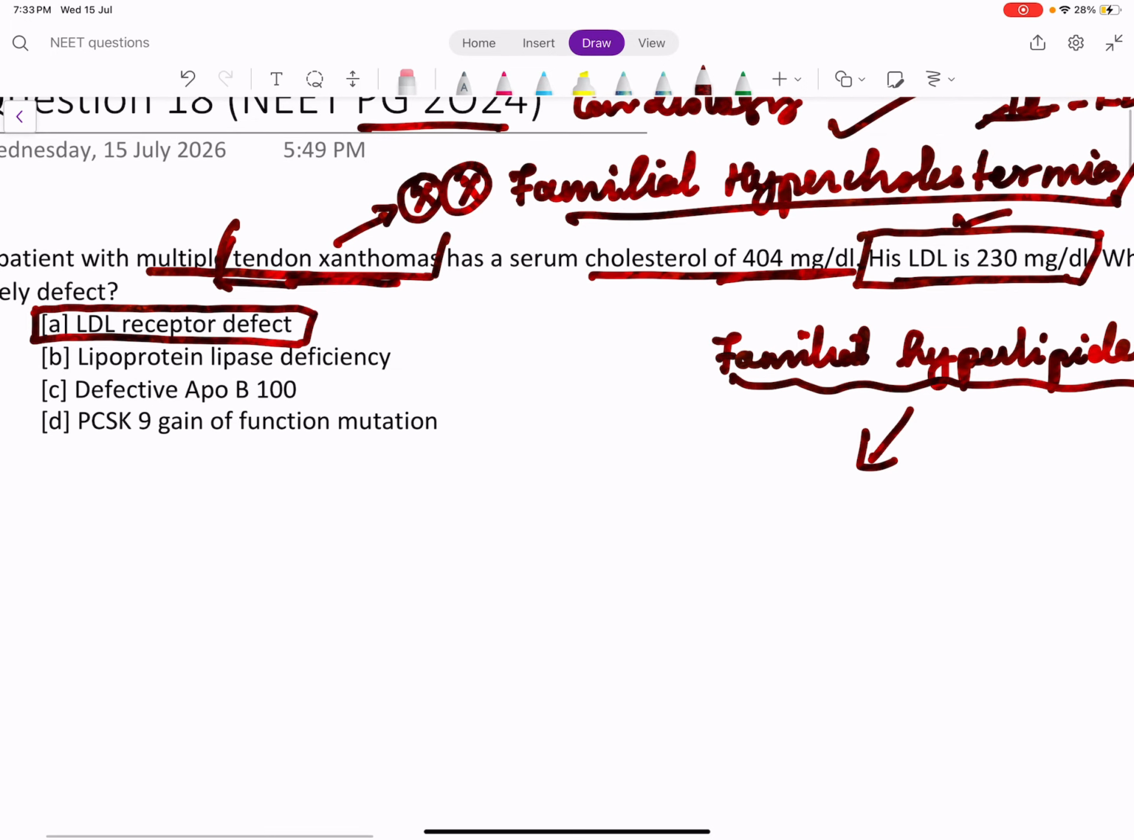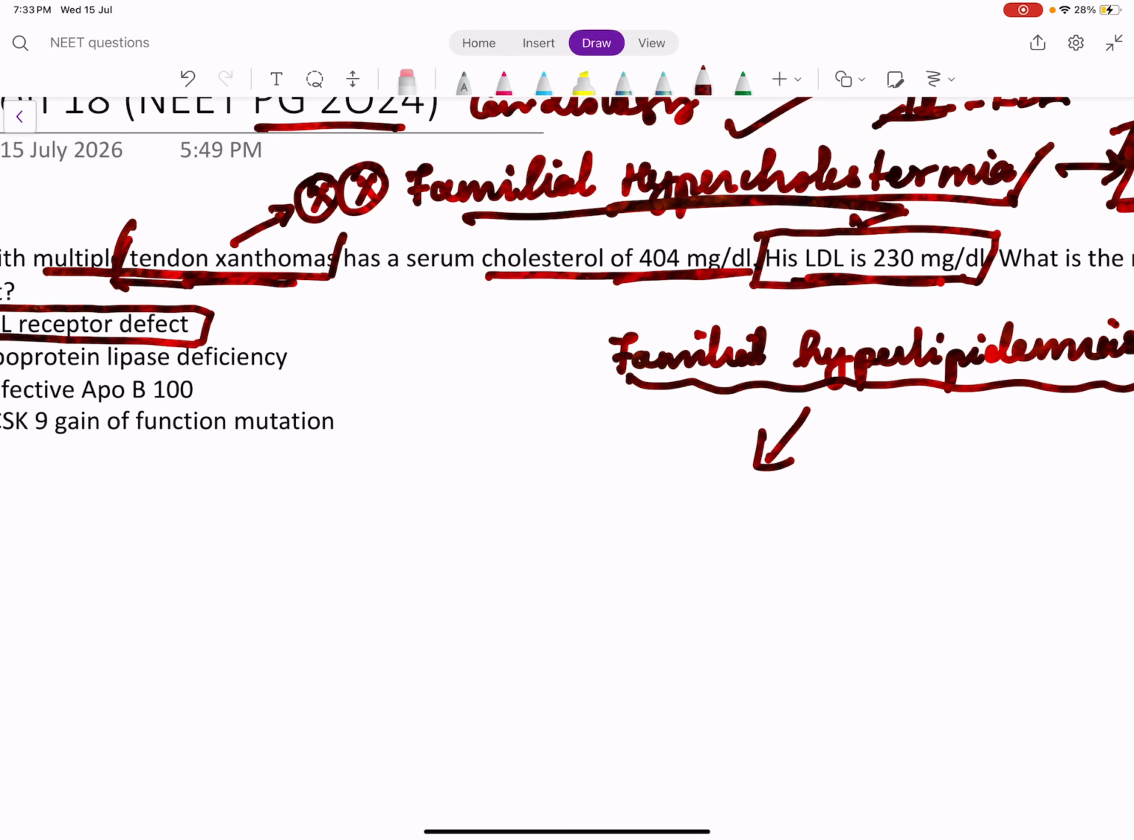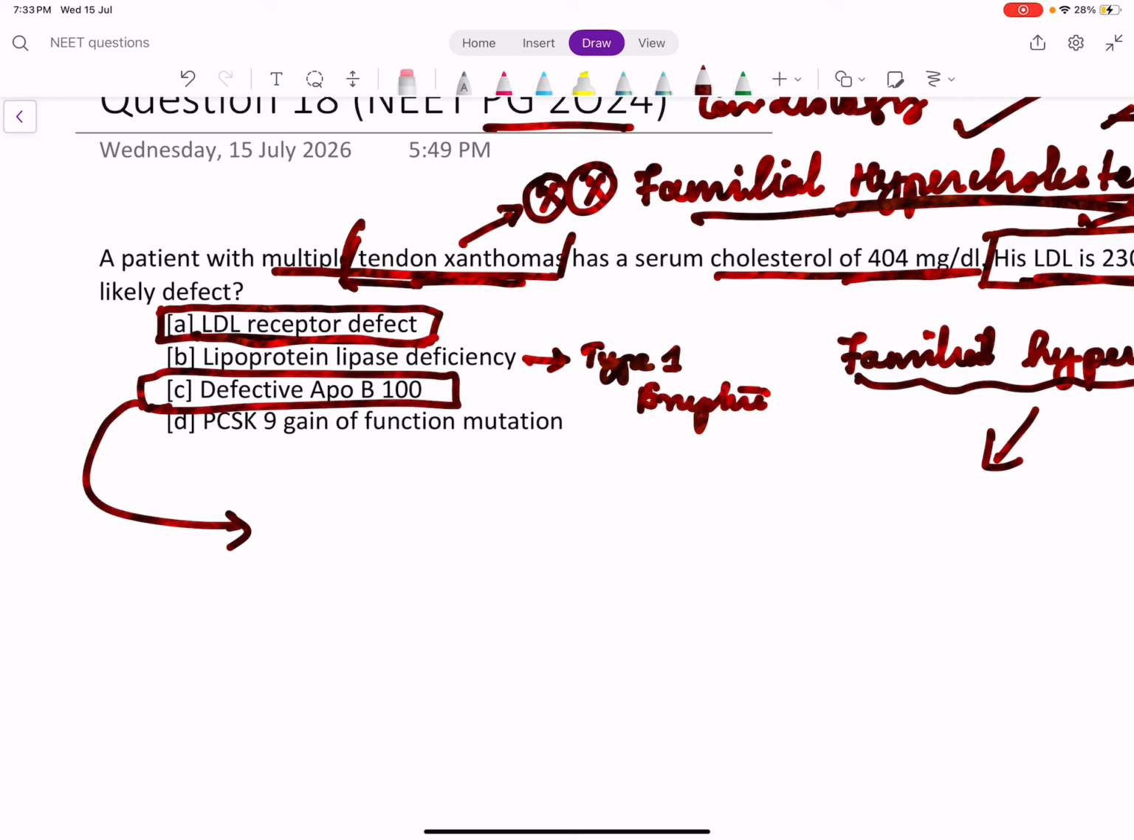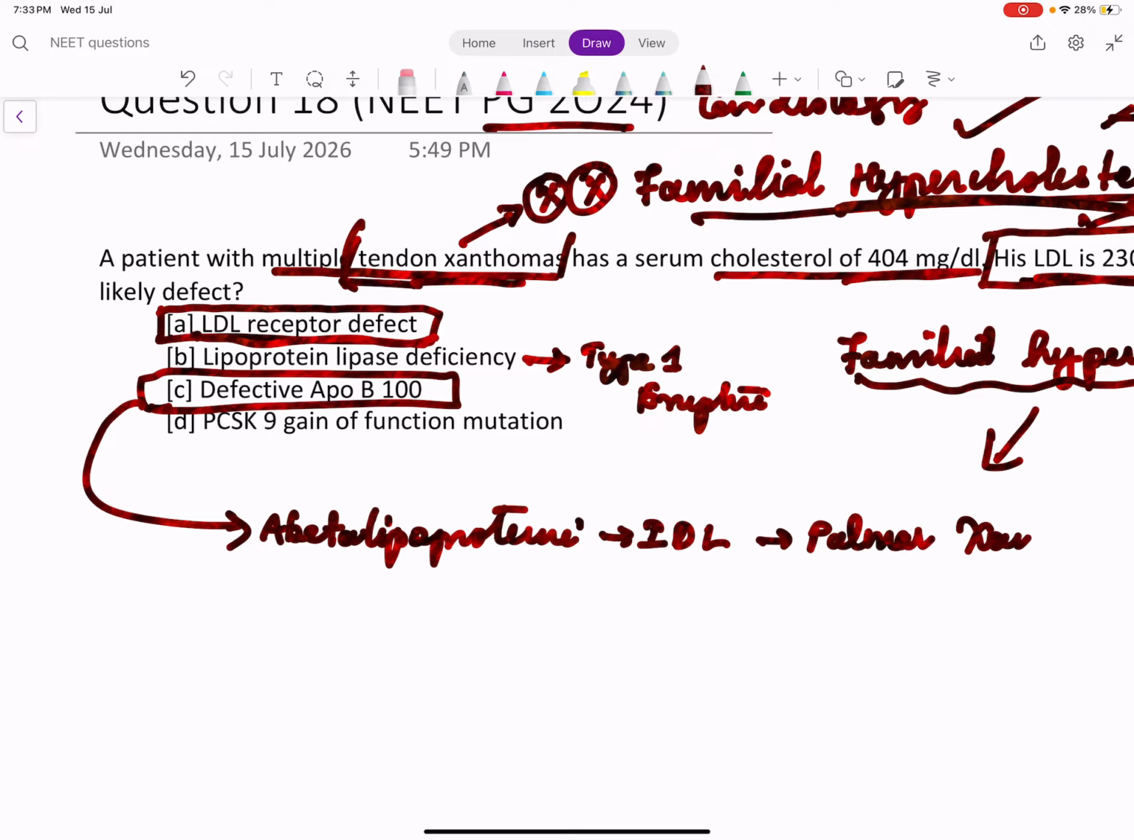So from this question, tendon xanthoma, very high LDL, it is familial hypercholesterolemia type 2A, LDL receptor defect. Now lipoprotein lipase, as we discussed, it is type 1 hyperlipidemia or familial hyperchylomicronemia. Here there will be eruptive xanthoma. Defective ApoE, so familial dysbeta lipoproteinemia. This is a rare one. Here IDL is high. Here we get Palmar xanthoma. So one revision slide can give you many questions.